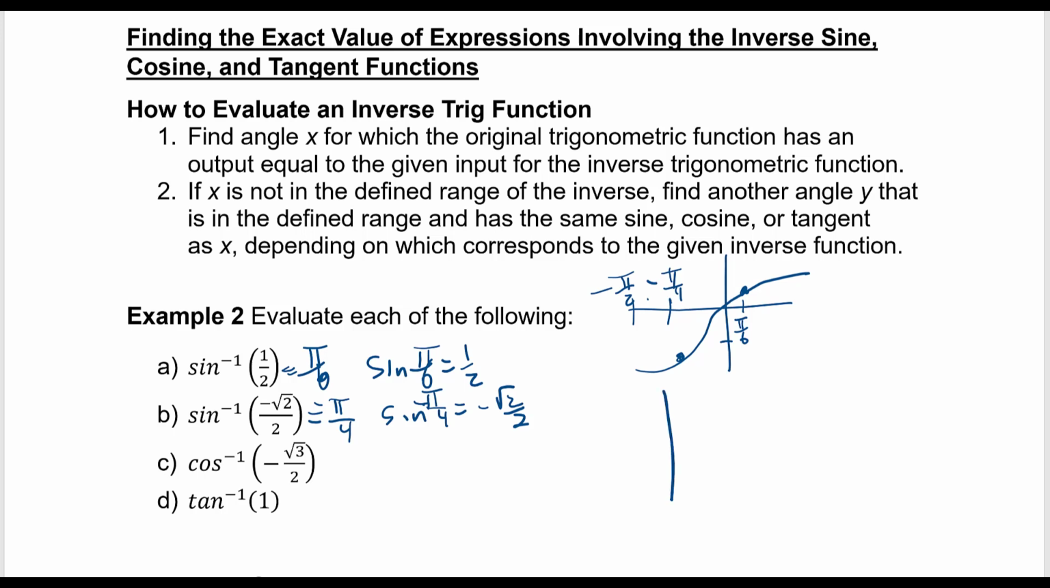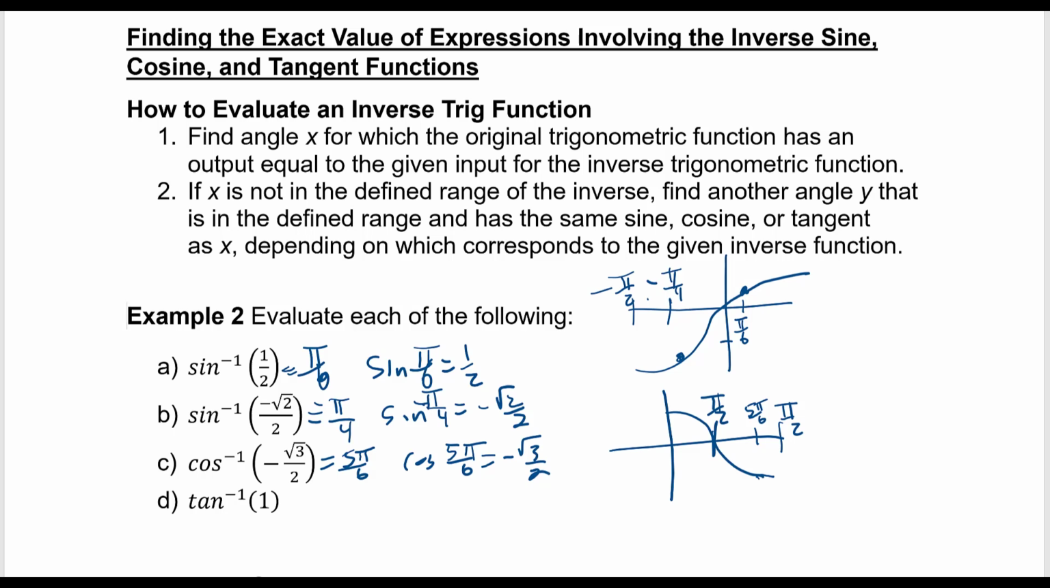Now the next one's a cosine. And remember, our cosine looks like that. Now it's negative, and this is our pi over 2 mark, so it's going to be after pi over 2 and before pi. So cosine inverse of negative square root of 3 over 2, what is that going to be? If you said 5 pi over 6, you're right, because cosine of 5 pi over 6 equals negative square root of 3 over 2.